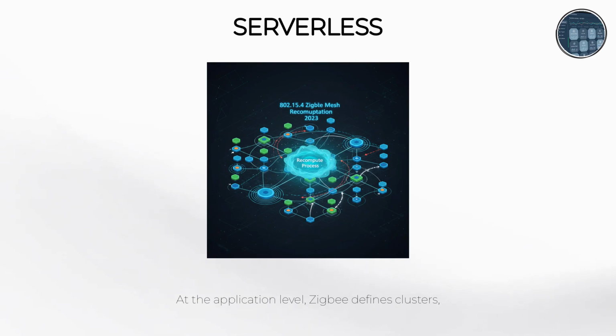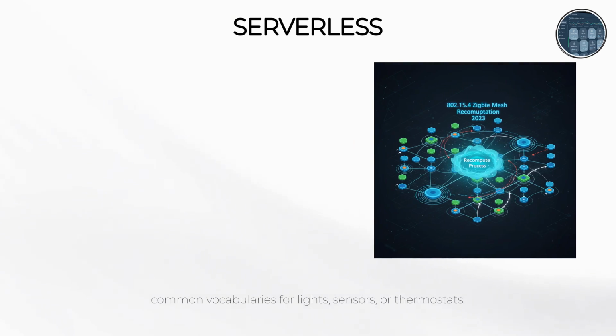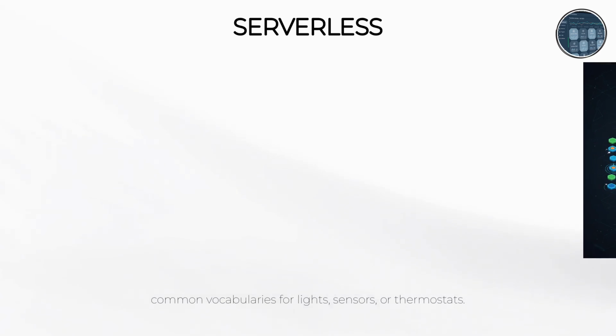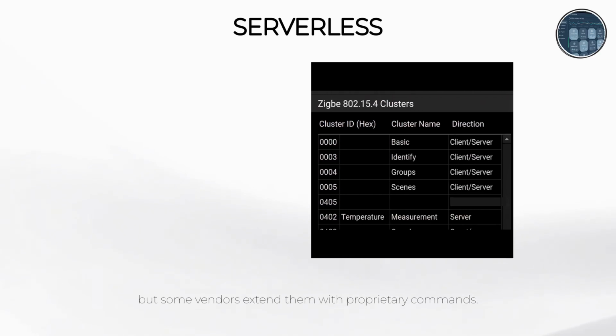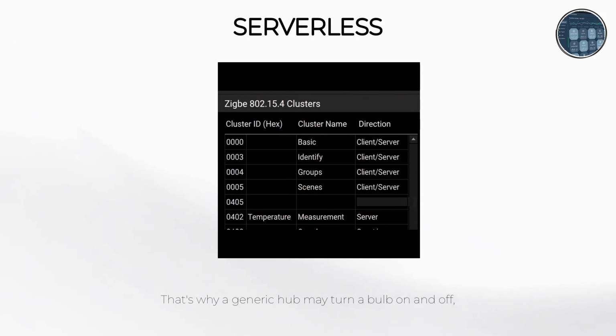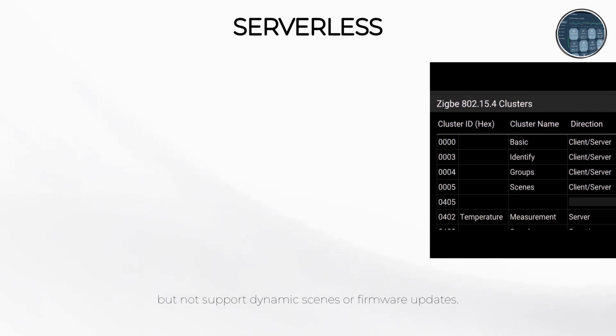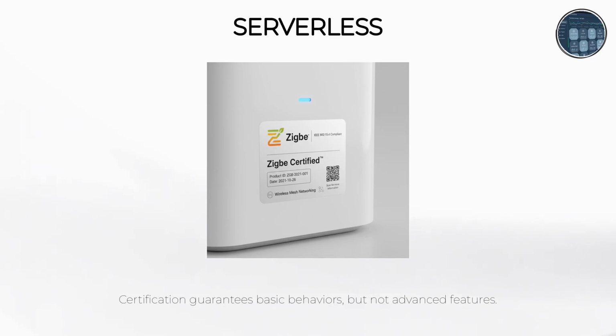At the application level, Zigbee defines clusters, common vocabularies for lights, sensors, or thermostats. Clusters make devices interoperable, but some vendors extend them with proprietary commands. That's why a generic hub may turn a bulb on and off, but not support dynamic scenes or firmware updates. Certification guarantees basic behaviors, but not advanced features.